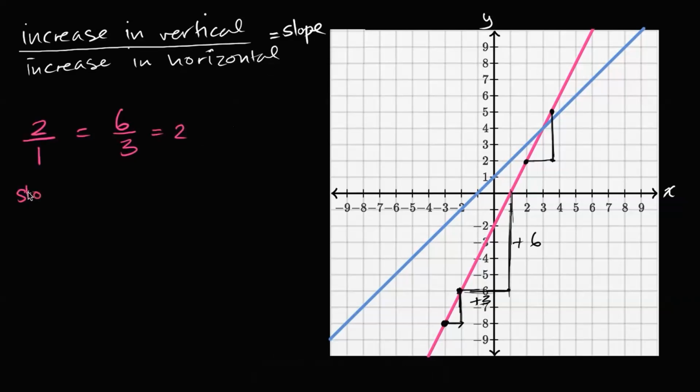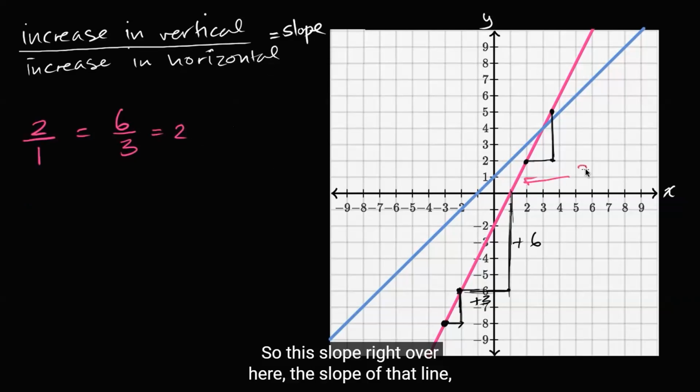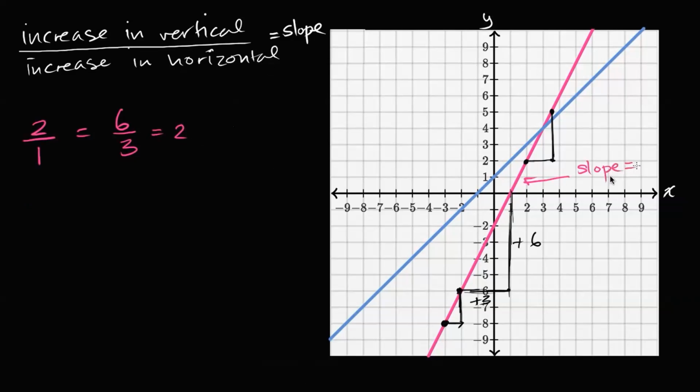So slope, let me write this down. The slope of that line is going to be equal to 2. And one way to interpret that is, for whatever amount you increase in the horizontal direction, you're going to increase twice as much in the vertical direction. Now, what about this blue line here? What would be the slope of the blue line?